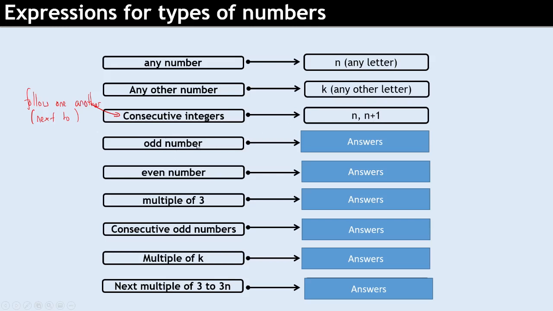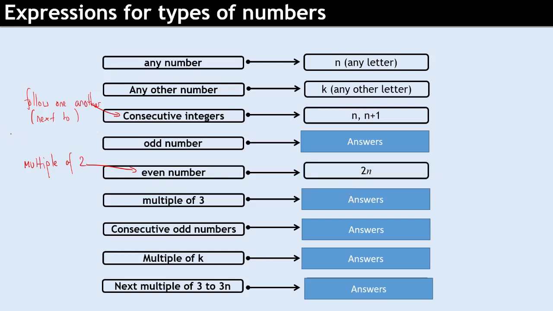Two things which we could use quite a lot within our algebraic proofs are talking about odd numbers and even numbers. Now, even numbers are numbers that are multiples of 2. Okay? So if something is a multiple of 2, it's an even number. So 2 times something will make something even.